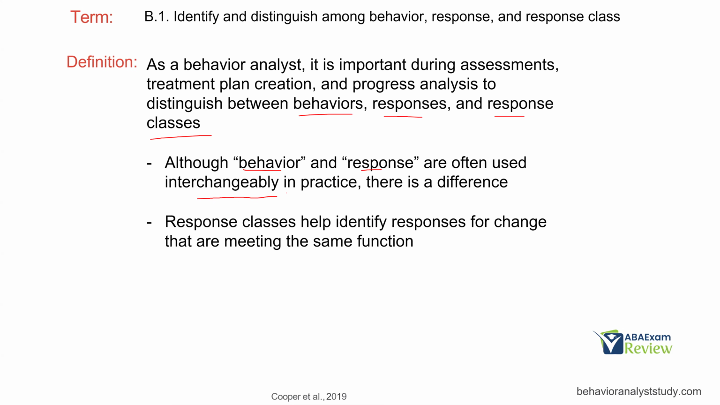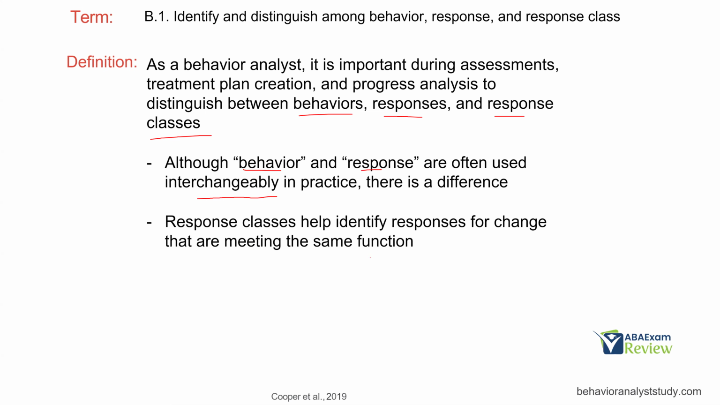You need to know, what is my behavior? What am I targeting? How am I defining it? How can I define it so when each individual response happens, whoever is taking that data can reliably and accurately take that data over and over and over again. So the behavior is almost like the umbrella where the responses and the response classes live, because the response, as we're going to talk about, is just a single occurrence of that behavior.